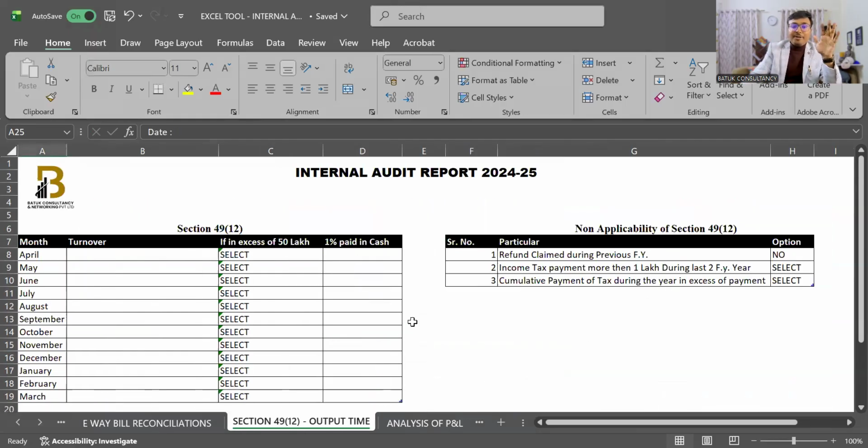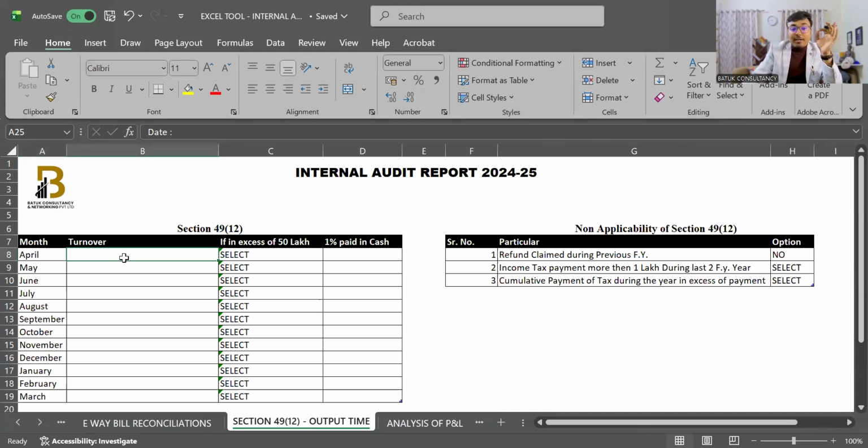Sir, as we all know, section 49 subsection 12 is the most important section. Okay, every month if your turnover crosses 50 lakh rupees, then you need to pay 1% of total tax liability in cash. If you have not paid, in that case, in future the department may ask for payment of 1% cash, and you will not be eligible for ITC as well. So this is again a very important thing which we need to keep in our mind.